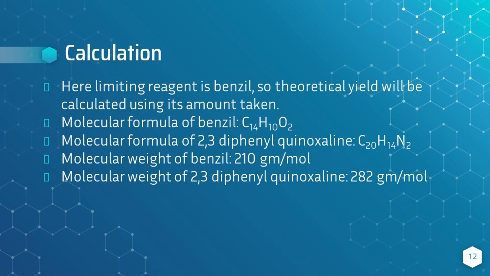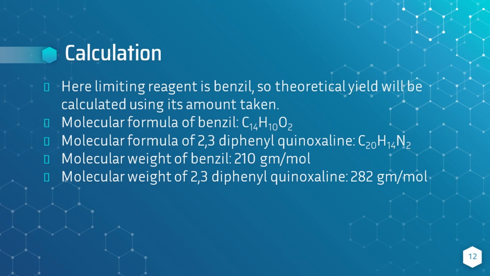In the procedure we have used two ingredients, benzil and orthophenylene diamine, but the limiting reagent is benzil. That is, how much compound is synthesized is going to depend on the amount of benzil taken and not orthophenylene diamine. So here the limiting reagent is benzil. The theoretical yield will be calculated using the amount of benzil taken.